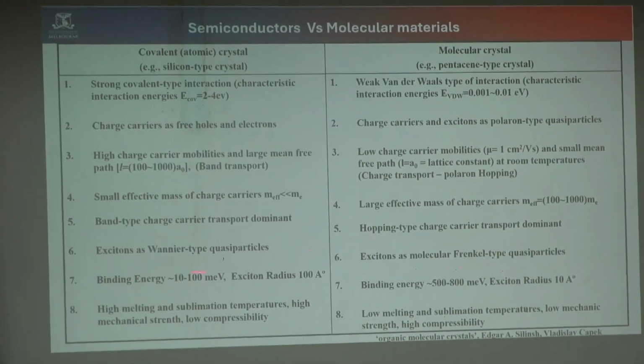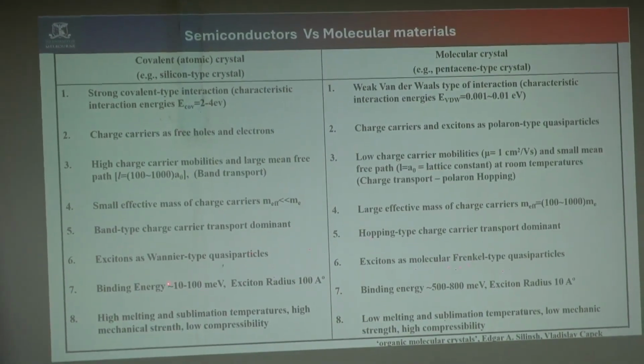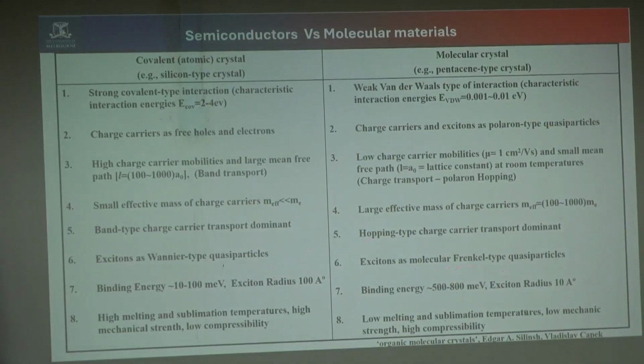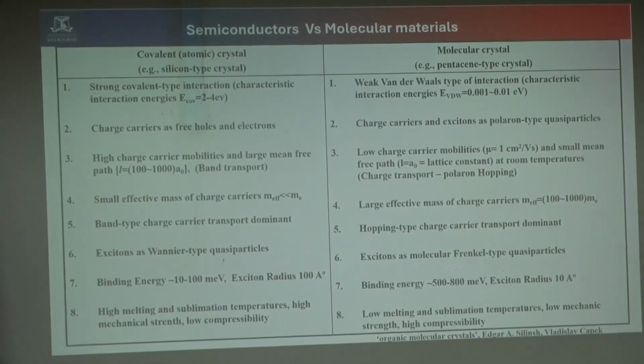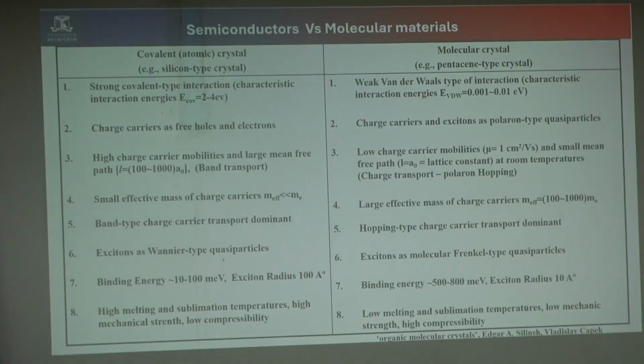And also the binding energy between the plus and minus is very low in silicon, only 10 millivolt, but in this case 800 millivolt. The binding energy is very high. That's why it's very difficult to separate the charges in our organic material. It also has a high melting point, whereas the other has a low melting point, because here the interaction is covalent type. We need more energy to melt these things. So these are some of the basic differences between inorganic and organic material.